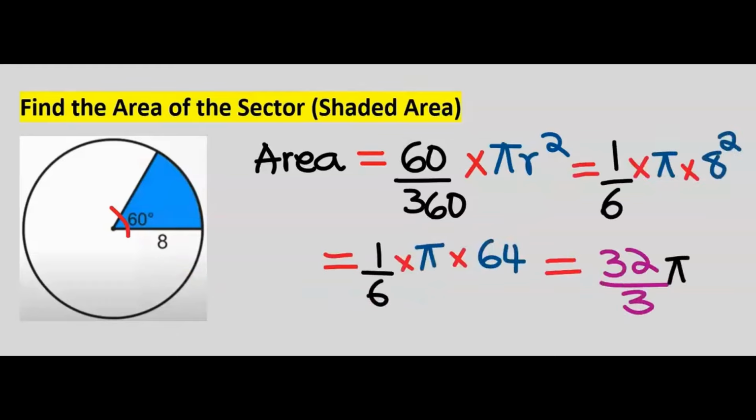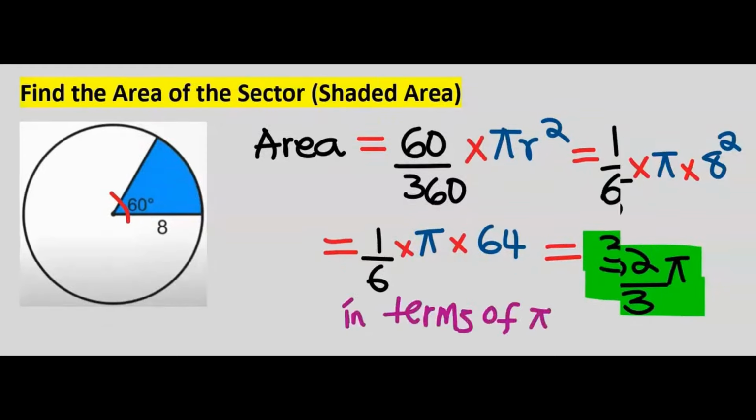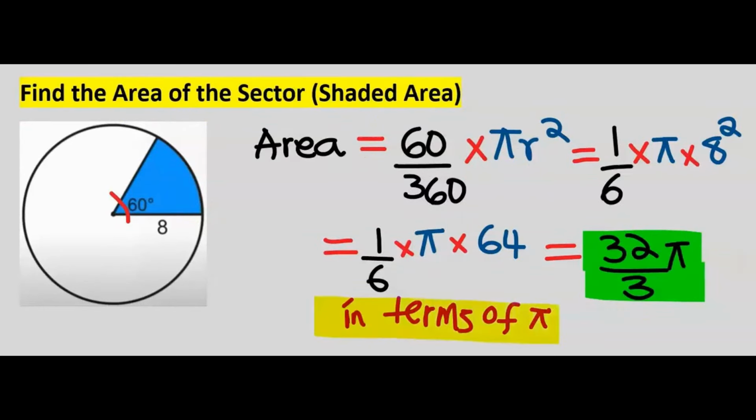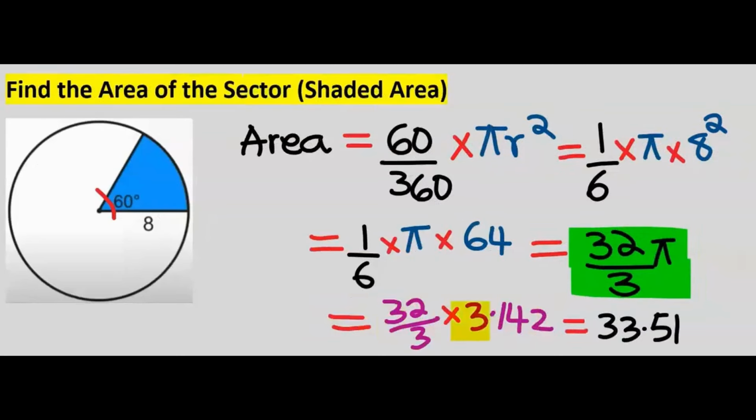Substituting and solving carefully, our answer is 32/3 pi. And here we have left our answer in terms of pi. If we take pi to be 3.142, which is a constant, then our real value is 33.51. The next step is to consider the units. Area is usually in centimeters squared, meters squared, inch squared, but here 8, which is the radius, has no unit. Hence, our area has no unit as well.